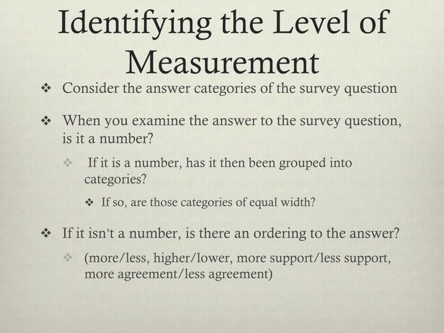So how do you determine the level of measurement of a variable? First, consider the answer categories one has to choose from. Are there categories? Are they ranked? Numeric? If they are in numeric categories, are the categories of equal width? For example, age categories of 10 years each. If the answers are non-numeric, are the categories moving from something greater or lesser? Is there any kind of natural order or ranking to the answer choices?